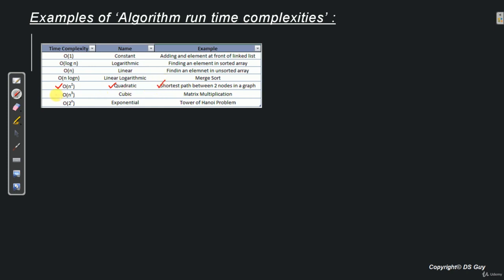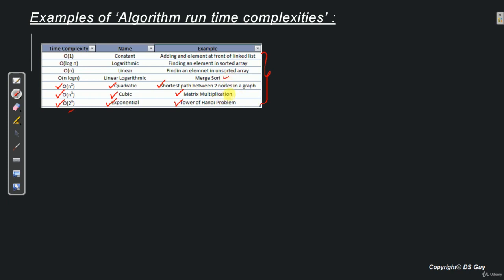The next complexity is order n cube. It is also called cubic time complexity. Like if you want to multiply a matrix, this requires order n cube time. Now the last time complexity is order 2 to the power n. It is also called exponential time complexity. So Tower of Hanoi is a standard problem, and to solve that problem it requires order 2 to the power n complexity.